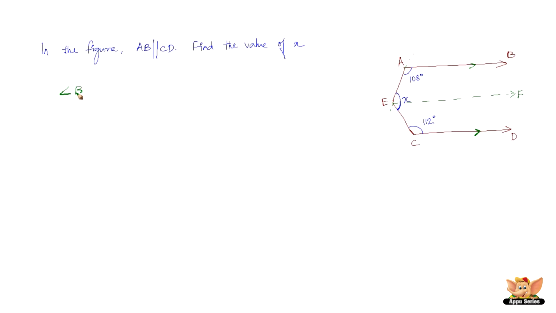Now we have angle BAE plus angle FEA equals 180 degrees. Why? Because these two angles, this only a part of x and this, lie on the same side of the transversal, and therefore their sum is equal to 180 degrees. We have angle BAE as 108 degrees and angle FAE, let us take it as angle 1, so angle 1 equals 180 minus 108 degrees, which is nothing but 72 degrees.